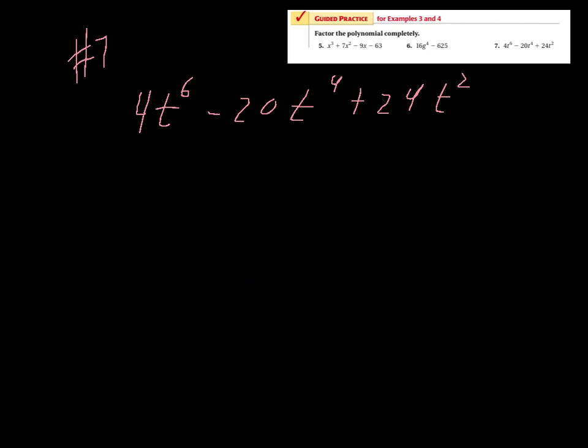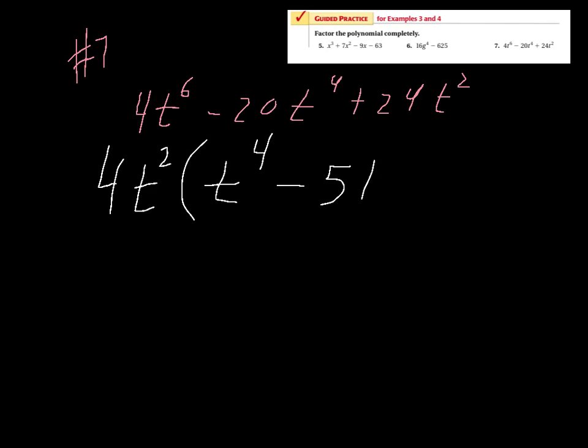Moving on to number 7. Looking at number 7, I can quickly see that I can factor out a monomial of 4 for a number and t squared for a variable, leaving us with 4t to the sixth. When I factor out a 4t squared, it gives me a t to the fourth. Negative 20t to the fourth, when I factor out a 4t squared, leaves me with a negative 5t squared. And positive 24t to the second, factored out by 4t squared, leaves me with a positive 6.